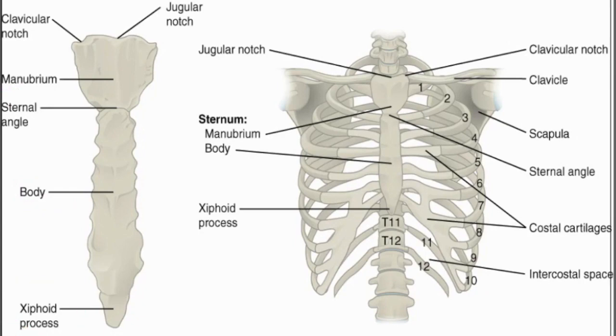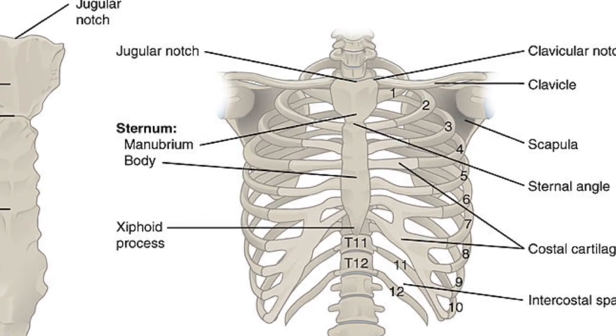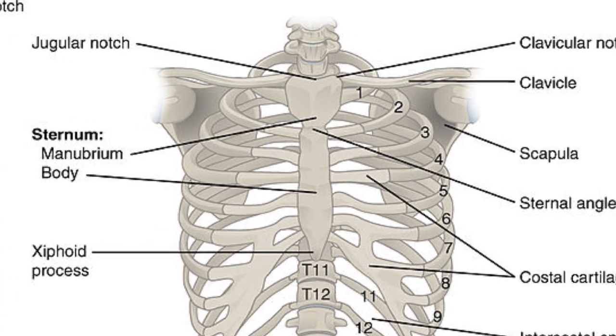Note that the ribs are numbered 1 through 7 true ribs, 8 through 10 false ribs, and 11 and 12 floating ribs on the posterior aspect. Note that the first rib is really tucked under the clavicles. This is an important concept. You're going to need to be able to count ribs, and I'm going to show you how.